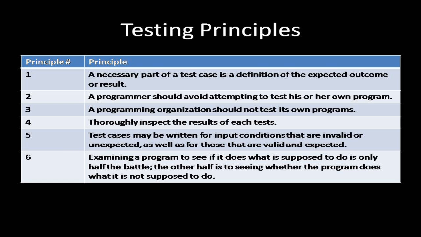Furthermore, in most environments, a programming organization or a project manager is largely measured on the ability to produce a program by a given date and for a certain cost. One reason for this is that it is easy to measure time and cost objectives, but it is extremely difficult to quantify the reliability of a program. Therefore, it is difficult for a programming organization to be objective and test its own programs, because the testing process, if approached with the proper definition, may be viewed as decreasing the probability of meeting the schedule and the cost objectives. The fourth principle is thoroughly inspect the results of each test.